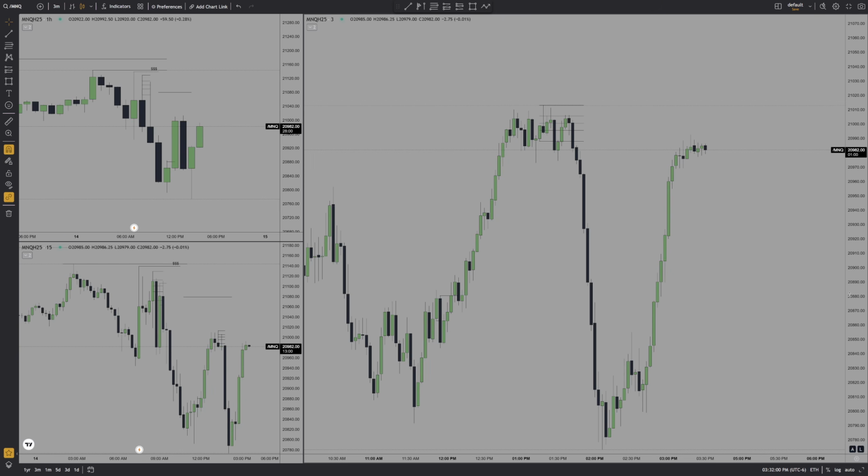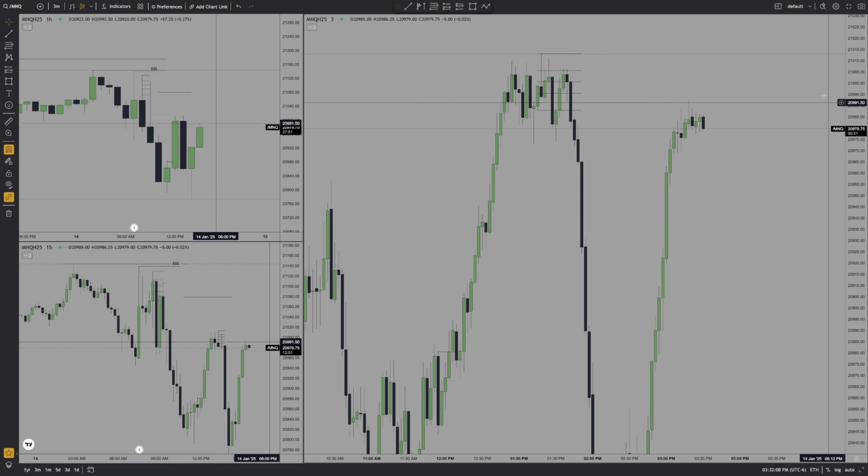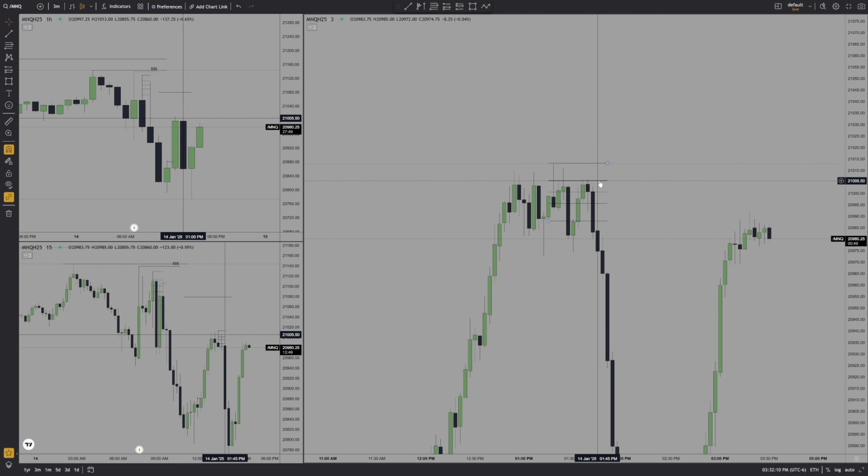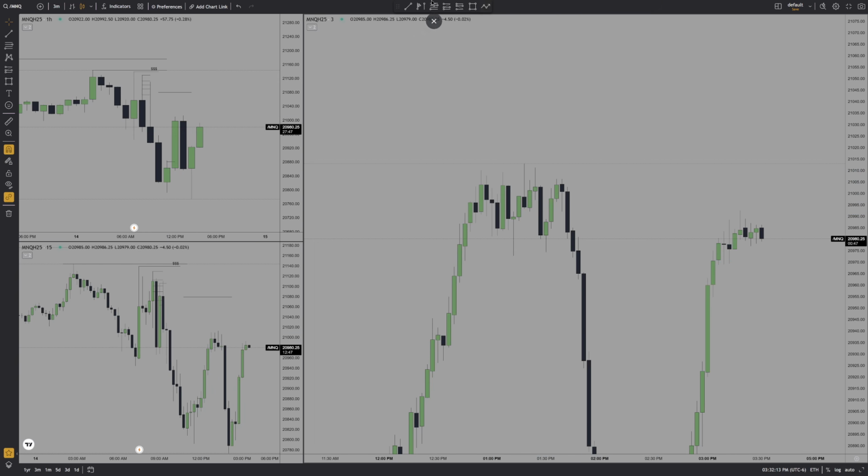If it's moving clean, you're more than likely going to be a part of a bigger move, catching those bigger profits, etc. So this one over here, we're kind of in a range. Usually in a range, my primary focus is what?